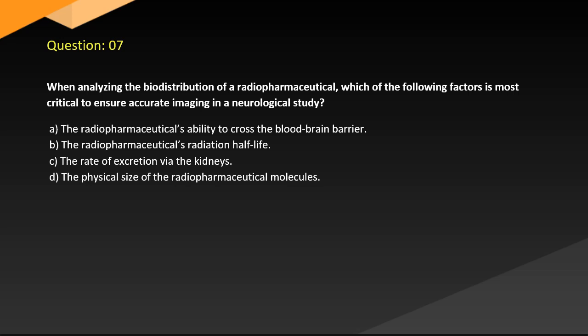Question 7. When analyzing the biodistribution of a radiopharmaceutical, which of the following factors is most critical to ensure accurate imaging in a neurological study? A. The radiopharmaceutical's ability to cross the blood-brain barrier. B. The radiopharmaceutical's radiation half-life. C. The rate of excretion via the kidneys. D. The physical size of the radiopharmaceutical molecules.